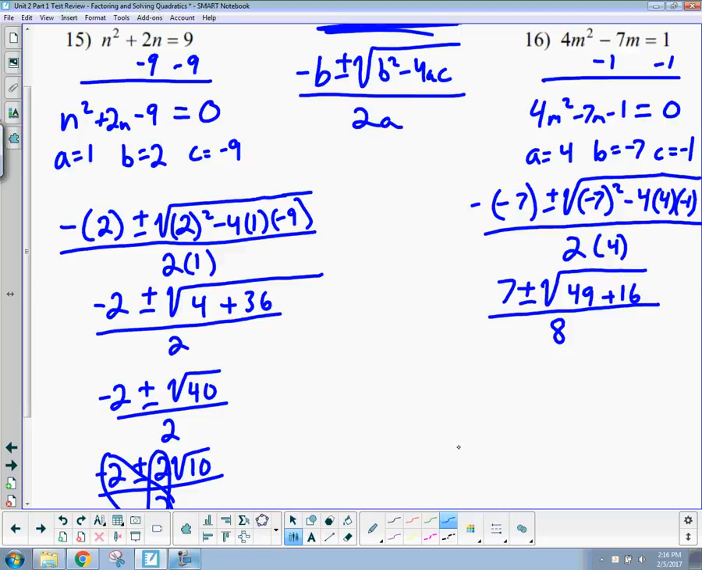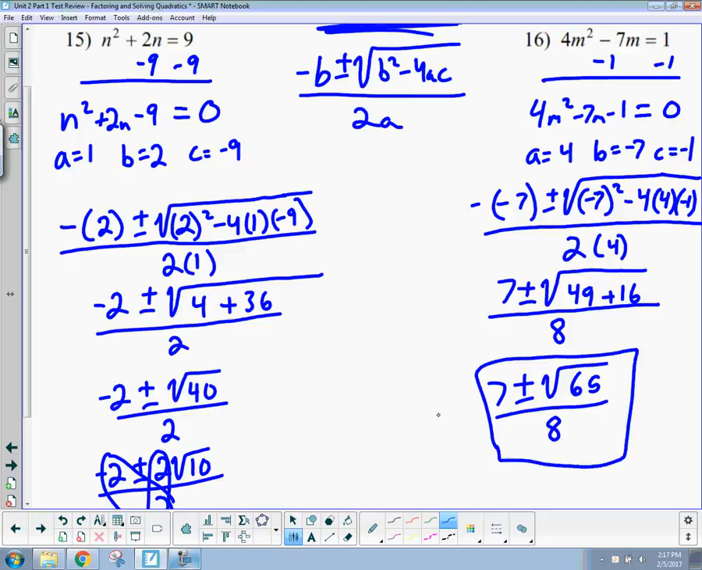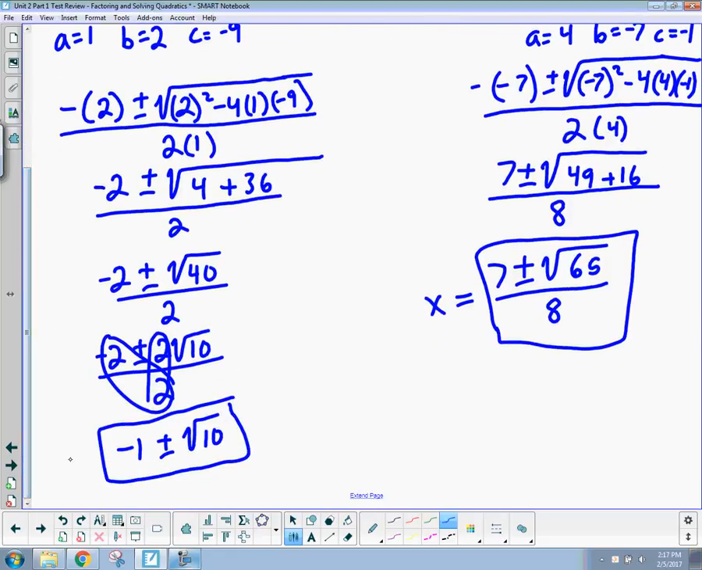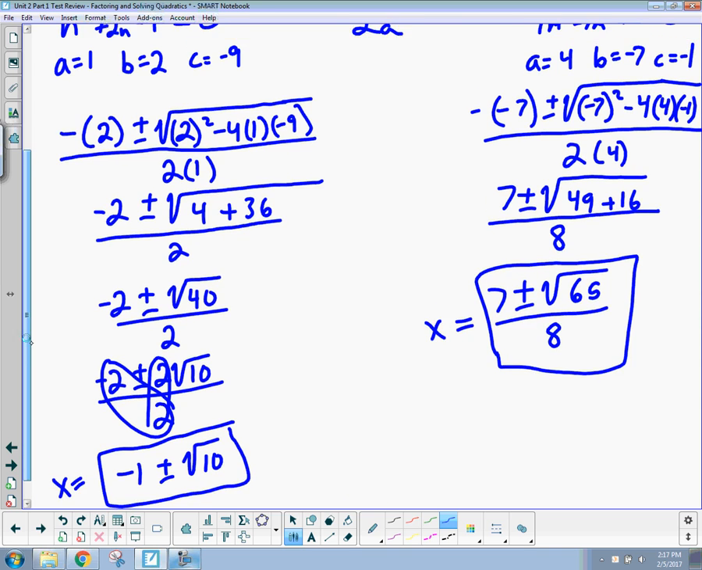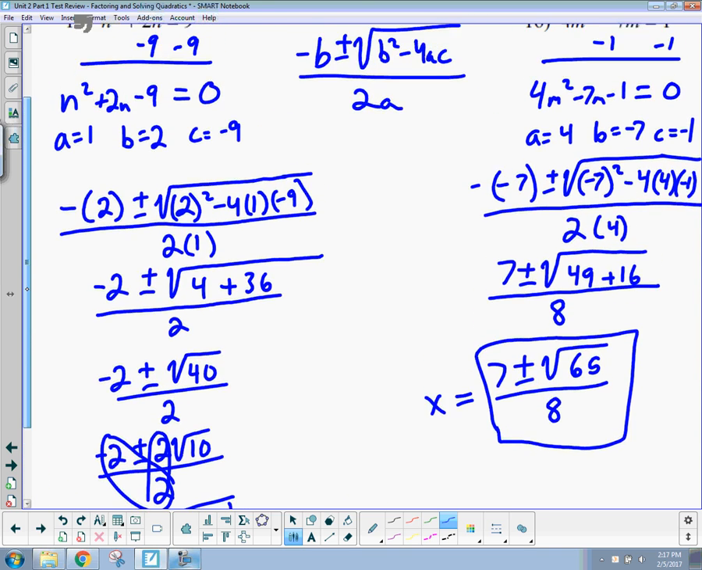Alright, 65. 7 plus minus root 65, all over 8. Now, I don't think 65 reduces, but I'll check. It doesn't. So, as far as I'm concerned, this is it. Put a box around it. Guess I've been forgetting to put x equals, but I'll understand what you put on your test. Okay? Remember, if there's a negative under the radical, then it's no real solutions. Okay?